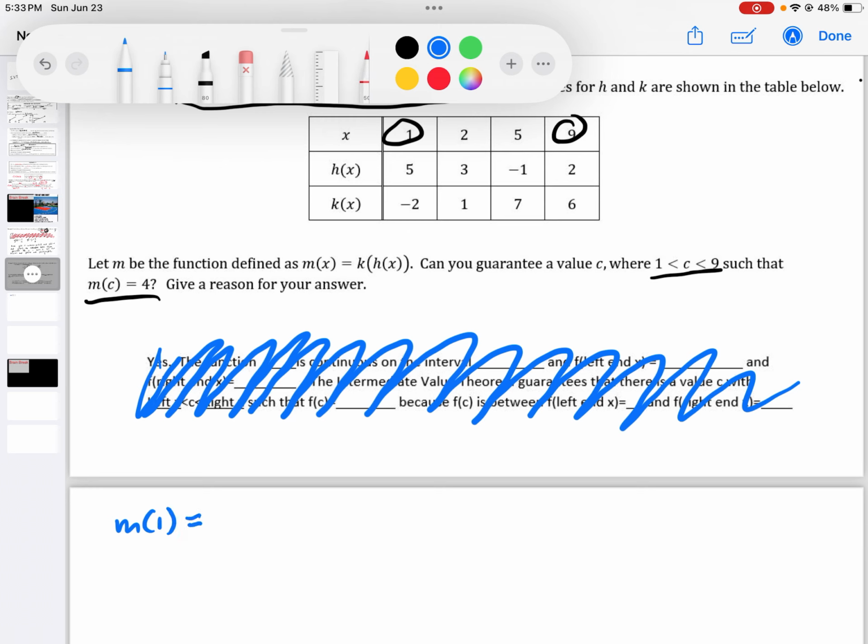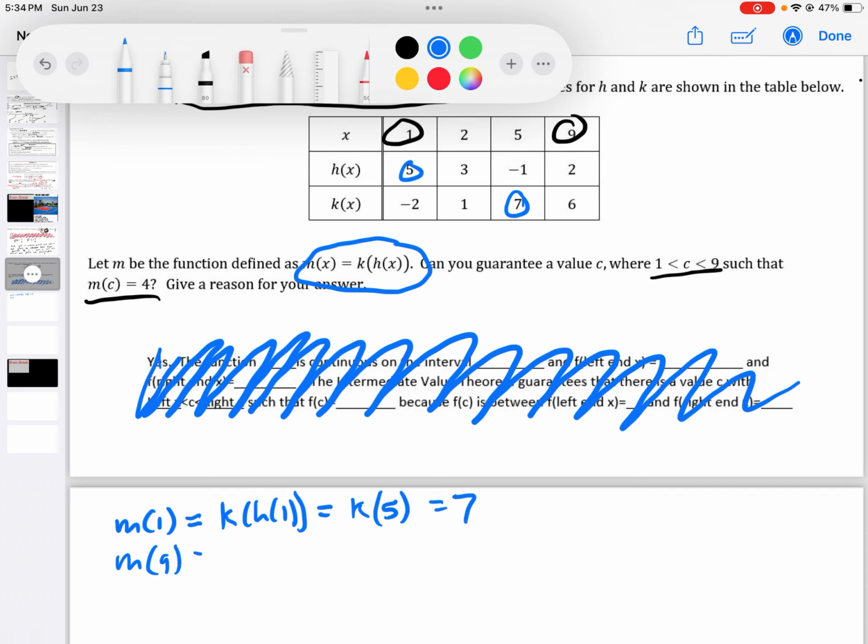All right, so first of all, we need to find out what m of 1 is. Well, m of 1 is going to be equal to k of h of 1. So I've got to find out what that is. H of 1 is 5, and k of 5 is 7. Okay, m of 9 is equal to k of h of 9.